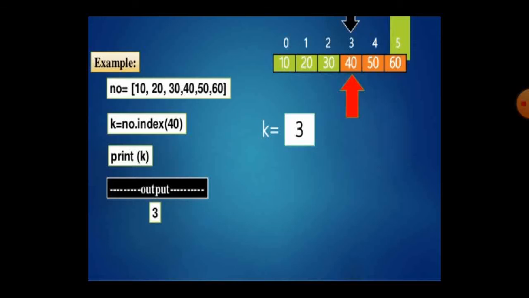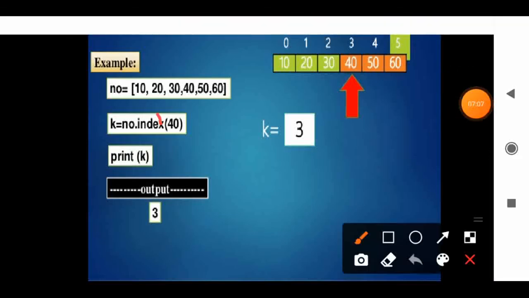You can create a variable and store the index value in the variable and display the variable also, like this: k = no.index(40). So the result 3 will be stored in the variable k. Now you can print the variable k, it will display the result.